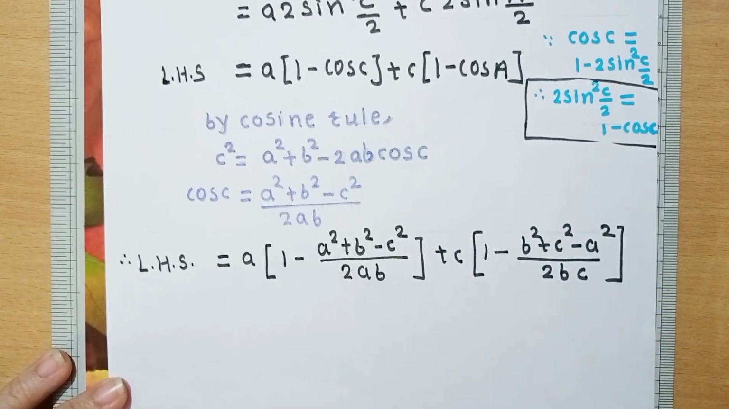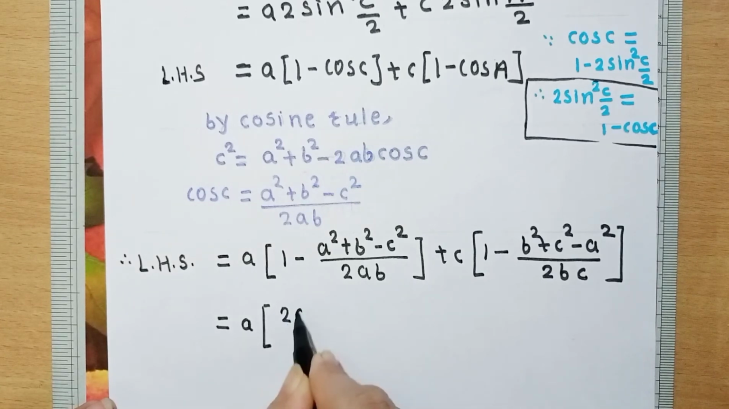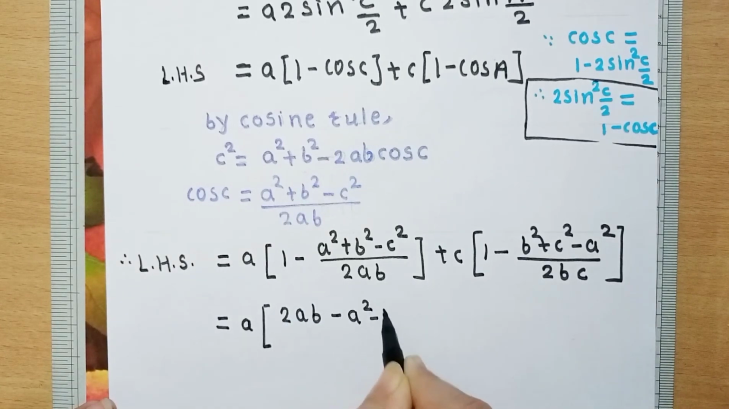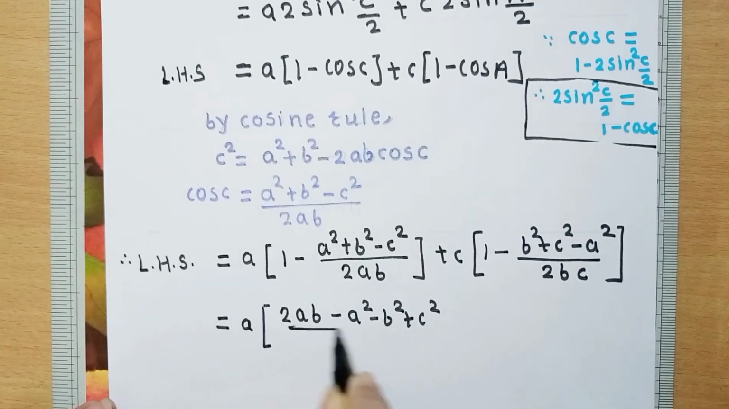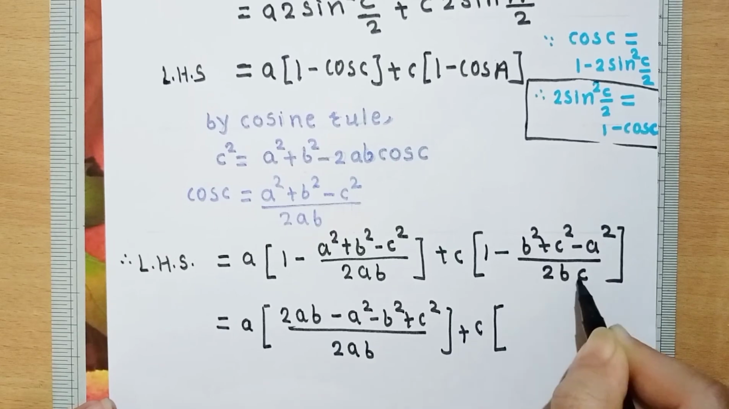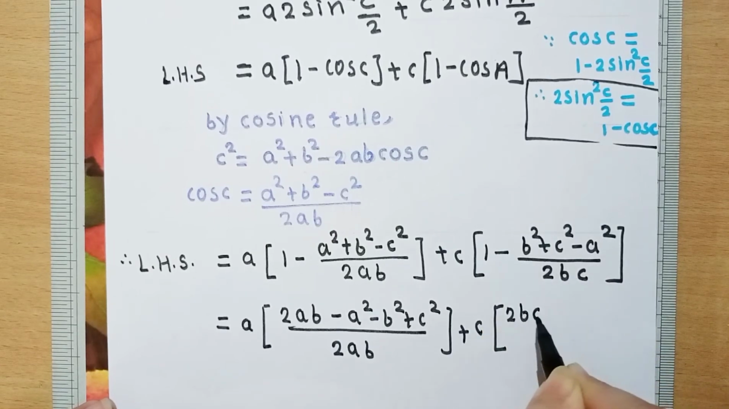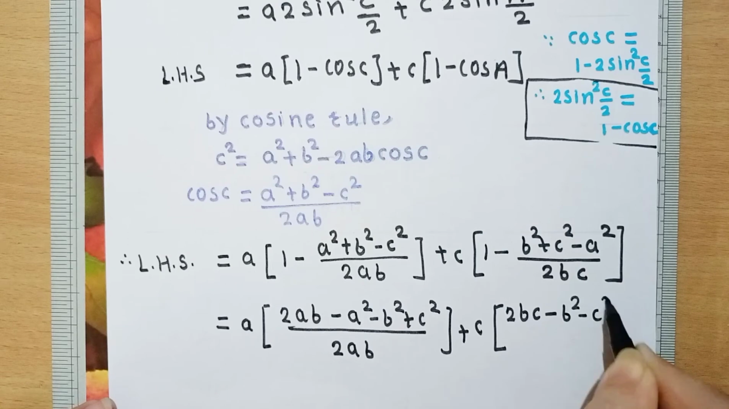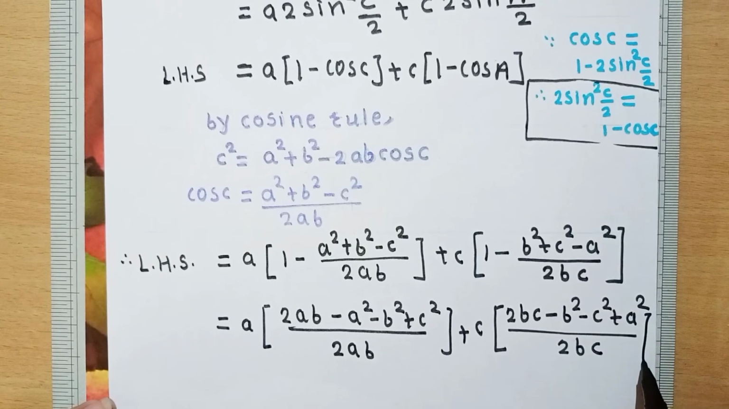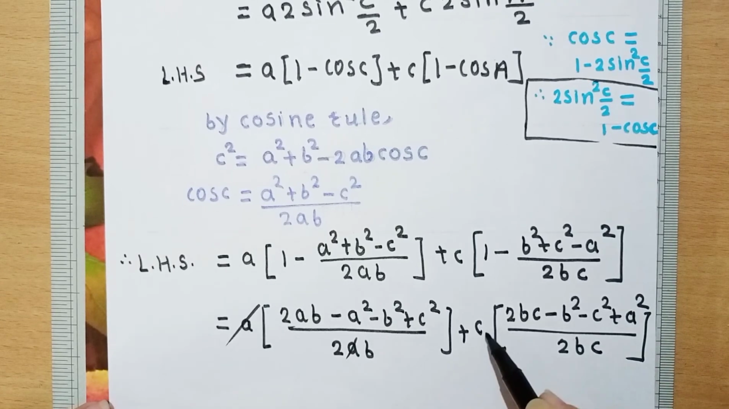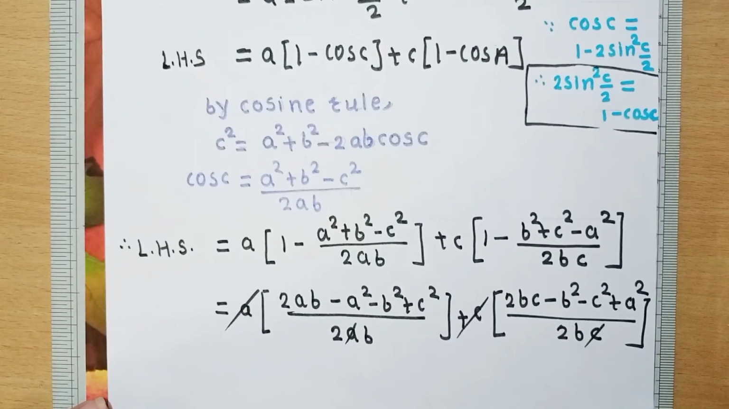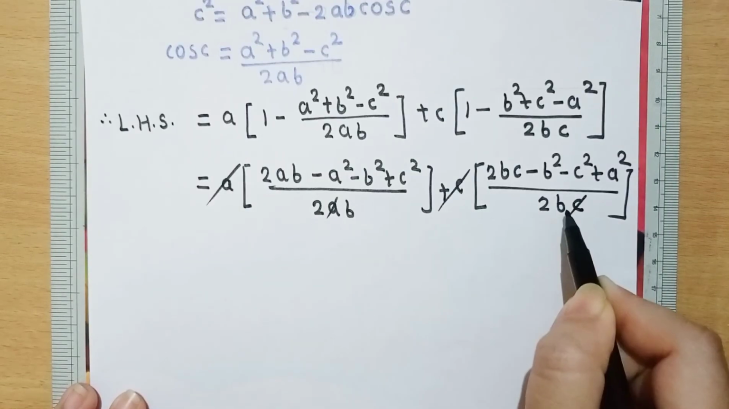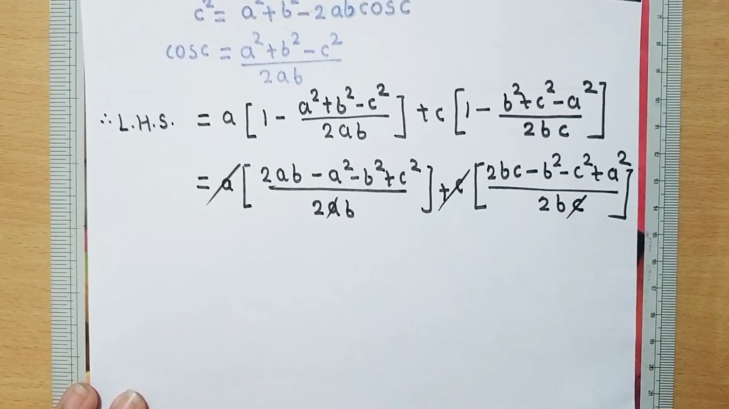Now make the denominator same. So here twice AB minus A square minus B square plus C square upon twice AB plus C in bracket. Now multiply here twice BC minus, then all signs will be changed, B square minus C square plus A square upon twice BC, and now this A upside downside gets cancelled, this C also gets cancelled. Now check the denominator, here twice B, here also twice B, so add up the numerator.